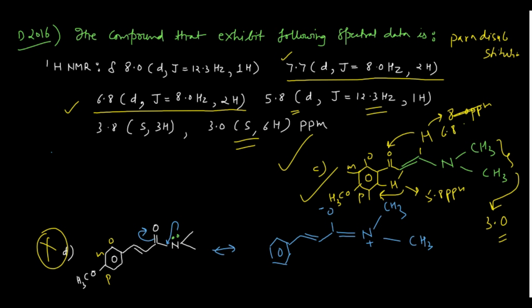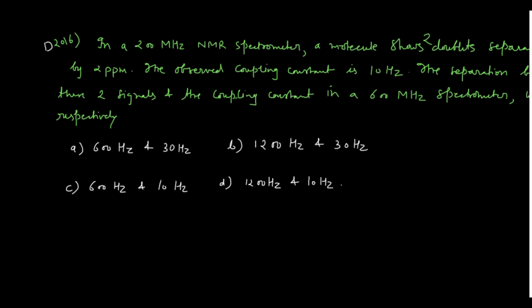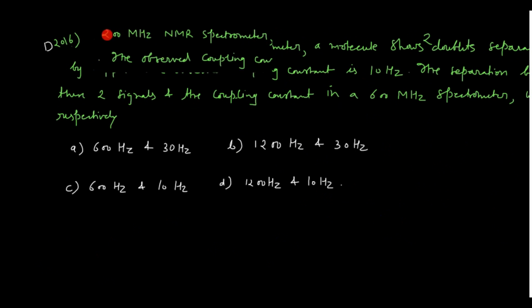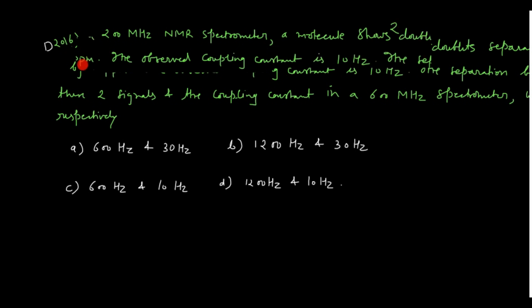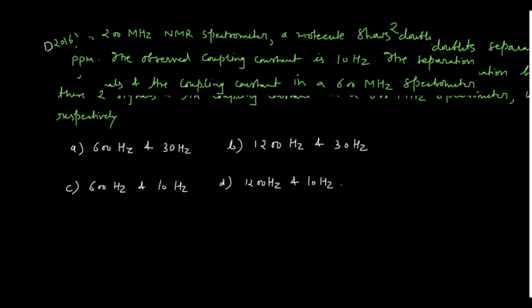Okay, now moving to the next problem, and I hope this is my last problem. This is the last problem of the 2016 question paper. In the 200 megahertz NMR spectrometer, a molecule shows two doublets separated by 2 ppm. That means the difference in the chemical shift is 2 ppm, and you can convert it into hertz also very easily. The observed coupling constant is 10 hertz. The separation between the two signals and the coupling constant in a 600 megahertz machine would be.